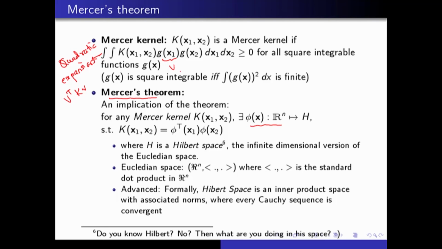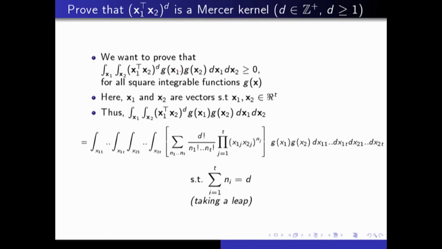Can we do that? Let's consider an example. Let's say we want to prove that x1 transpose x2 raised to d is a Mercer kernel. So let's make the substitution of x1 transpose x2 raised to d and actually verify that this quadratic expansion is indeed always positive for all square integrable functions G.